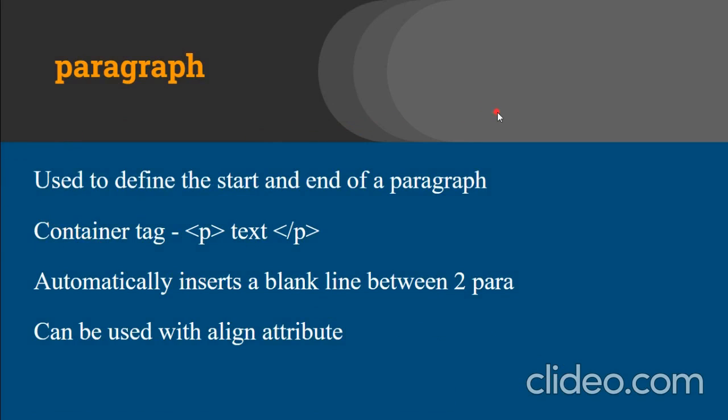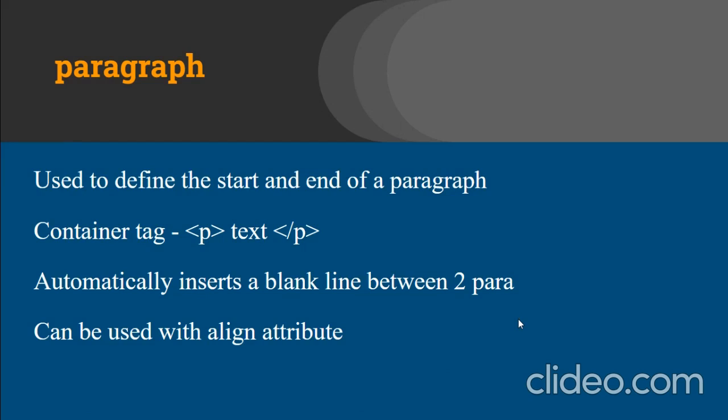Paragraph is the next tag. We use this paragraph tag to open a paragraph. If suppose the paragraph is finished, you can give the close paragraph, and automatically for the next paragraph, it leaves some space and then starts the next paragraph. This is a container tag, so it has the opening and the closing tag. It automatically inserts a blank line between two paragraphs. I told you, it will leave some space and then start the second paragraph.